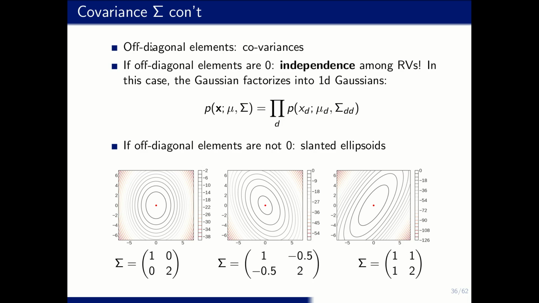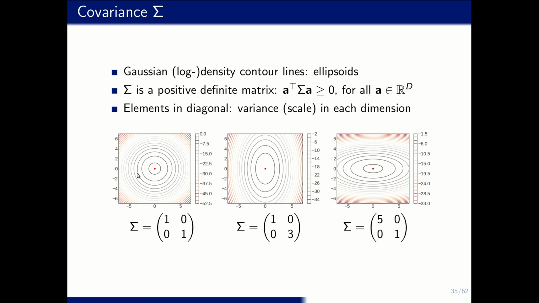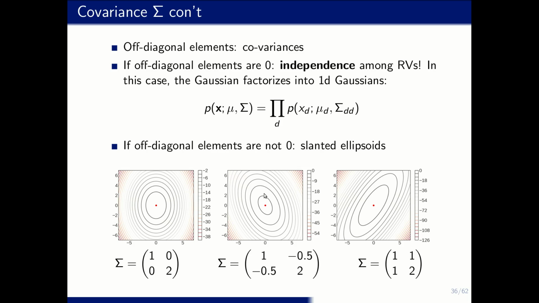So the off diagonal elements are the covariances. And if they are not 0, if they're unequal to 0, then these ellipses essentially become slanted. If they are all 0, the ellipses are axis aligned, like in this image. And if they are non-zero, then essentially these ellipses become slanted.